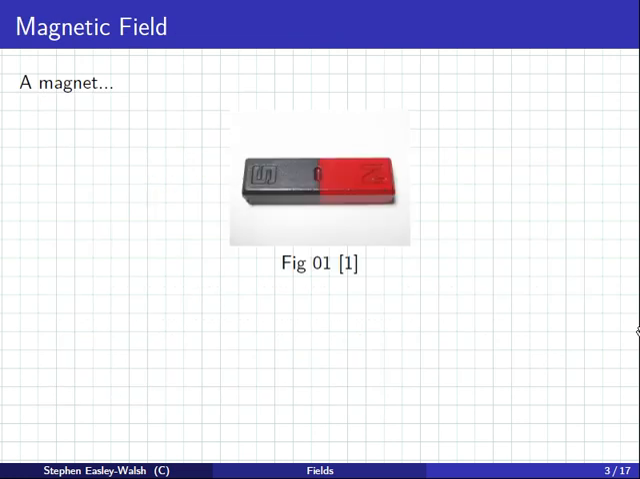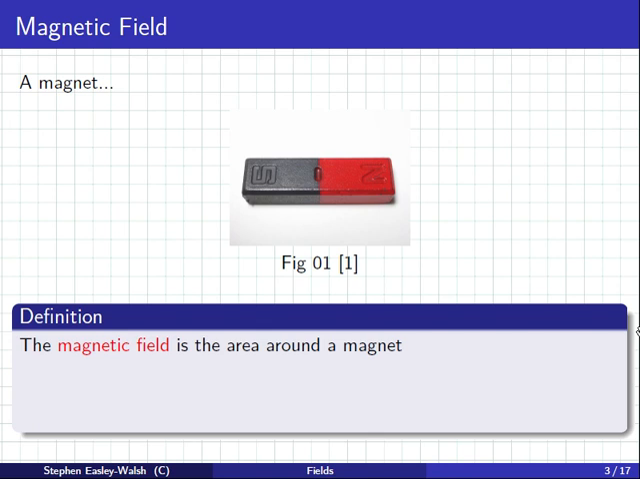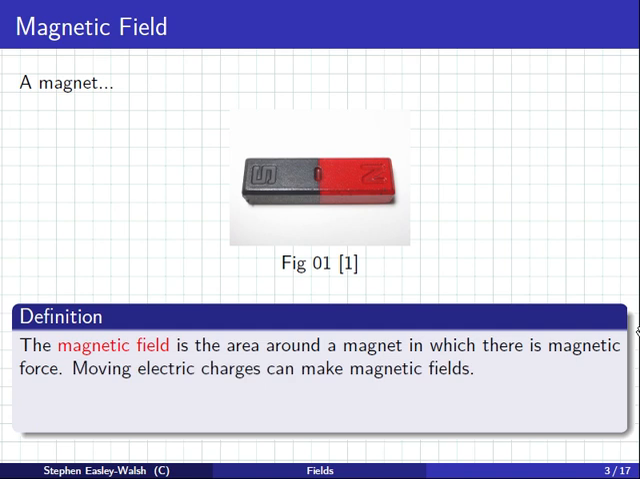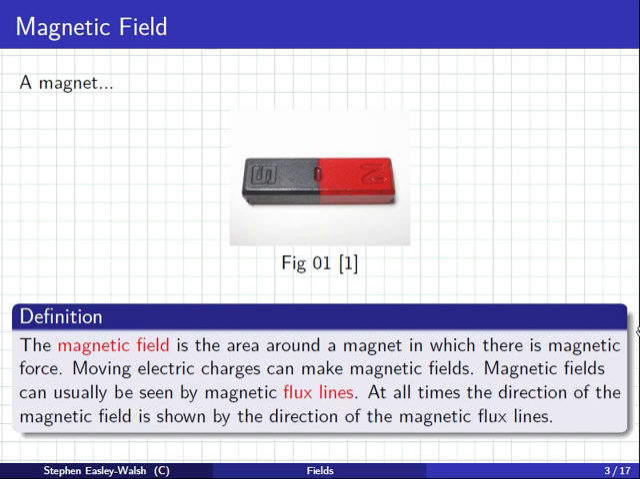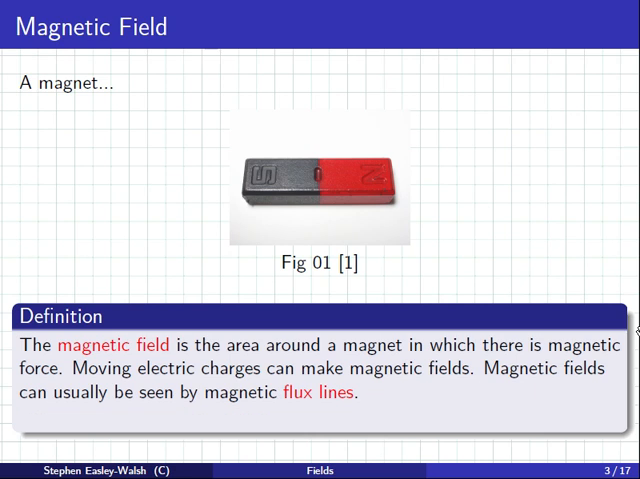A magnet. Obviously, you've seen these before in your life. So we talk about electric fields, but the magnet also has a magnetic field around it, and the magnetic field is the area around a magnet in which there is a magnetic force. Now, I don't think you need the whole definition. Oh, you might actually. Oh, I think that should be enough.